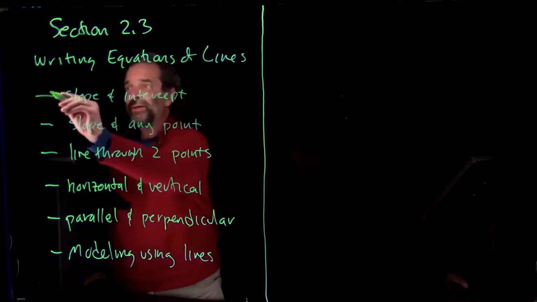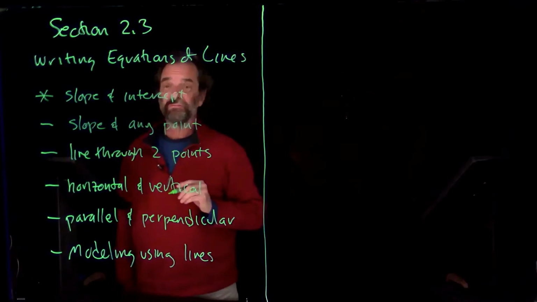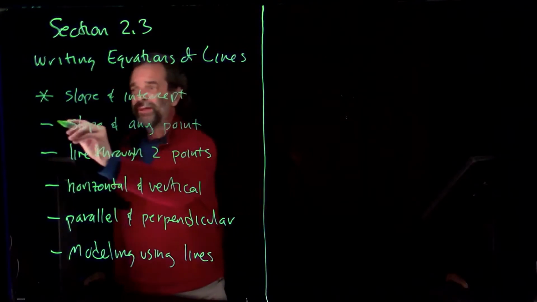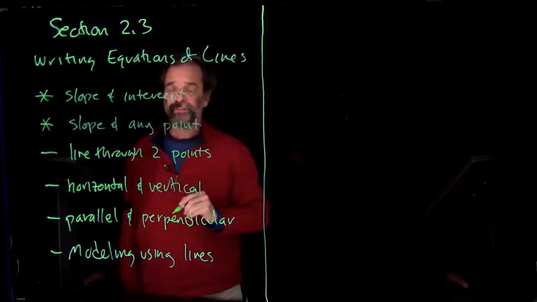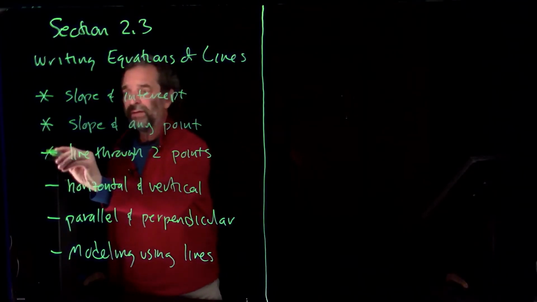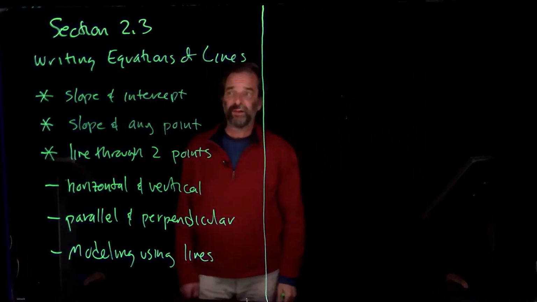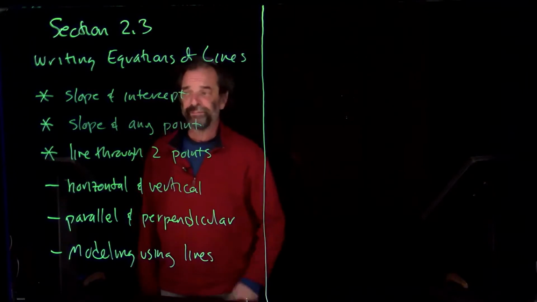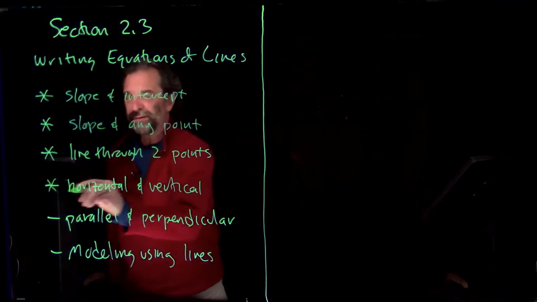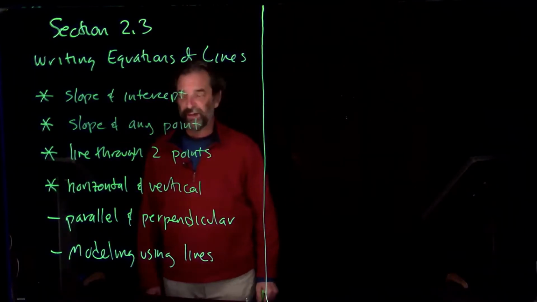So maybe you have the slope and the y-intercept. Maybe you have the slope and any point. Maybe you just have 2 points. You're just trying to get the equation of a line. We pretty much know everything about horizontal and vertical lines, but we will revisit that.